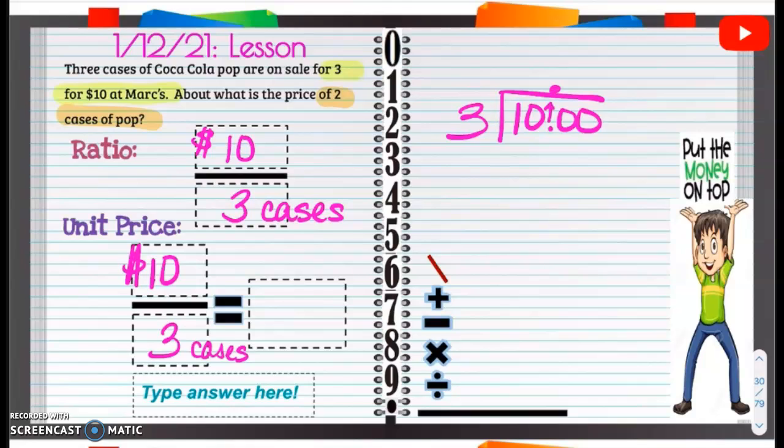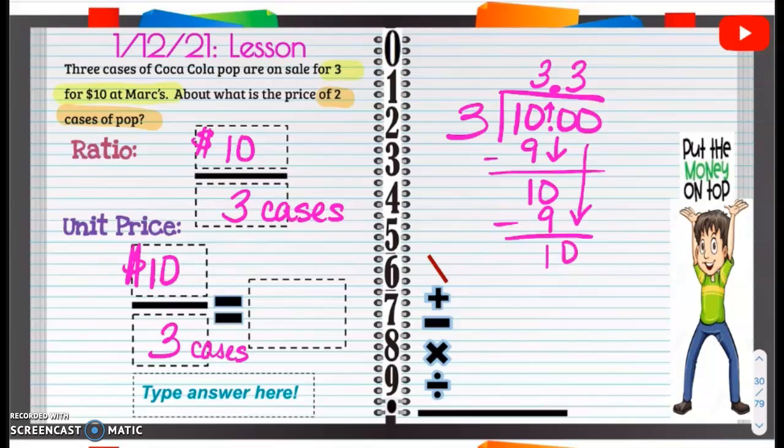3 goes into 10 3 times. 3 times 3 is 9. We're going to subtract. 10 minus 9 is 1. We're going to bring down that 0, and we're left with 10 again. 3 goes into 10 3 times. 3 times 3 is 9. We're going to subtract. We're left with 1. Bring down that 0 again. 3 goes into 10 3 times again. That's 10, that is 9.